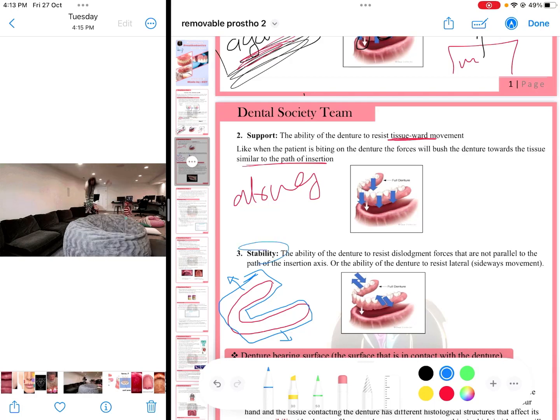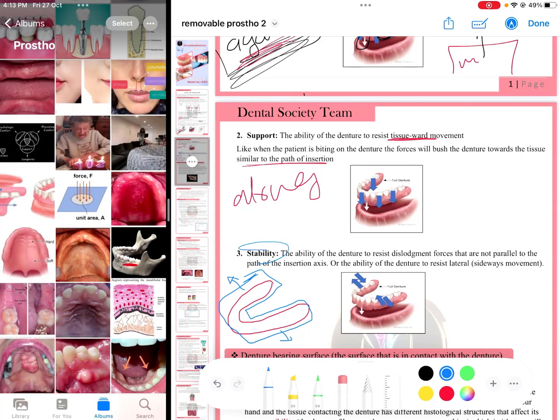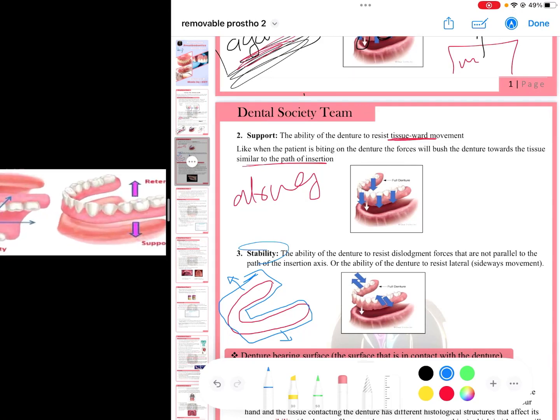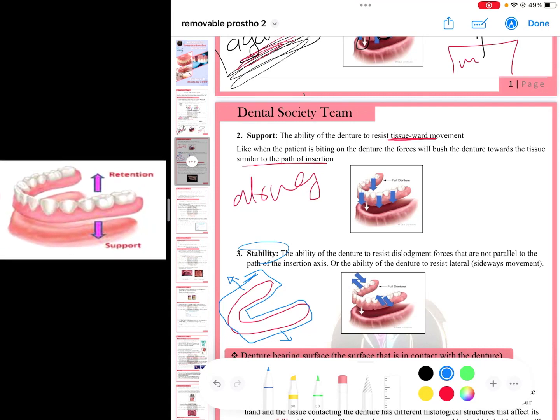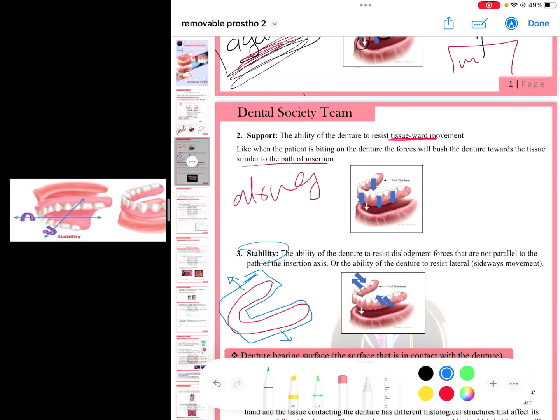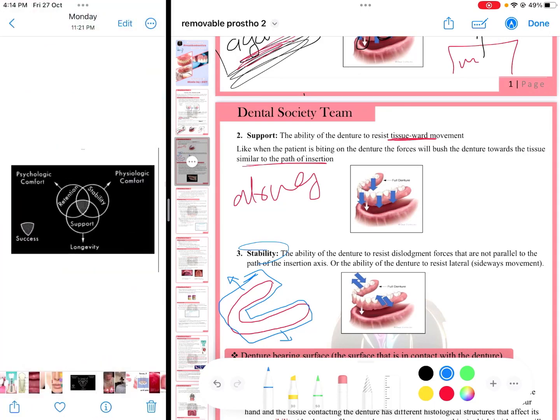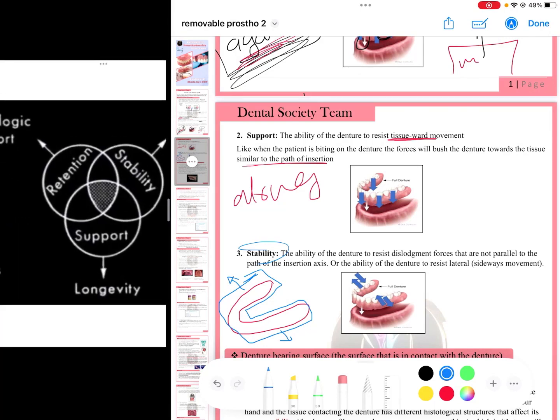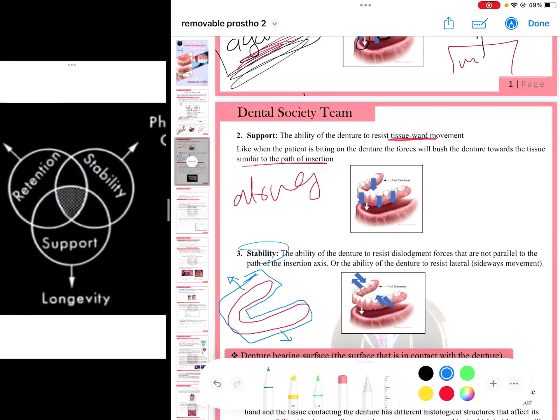So, Mohammed, it's the stability. Resisting it is the stability. As we can see, retention is against the path of insertion, and support is toward the path of insertion, and the stability is not parallel. Different axes. Okay. Now, when we achieve the support that we talked about before, it's related to the longevity.